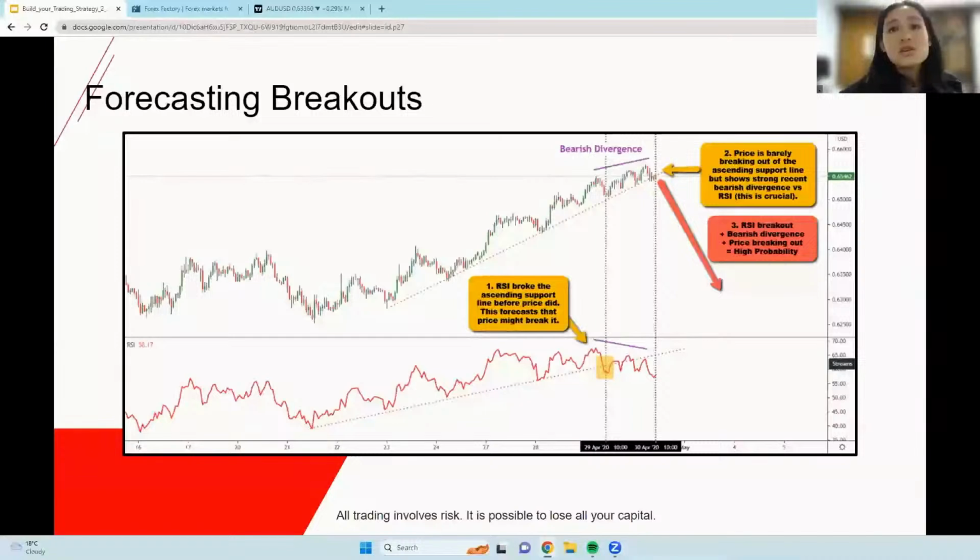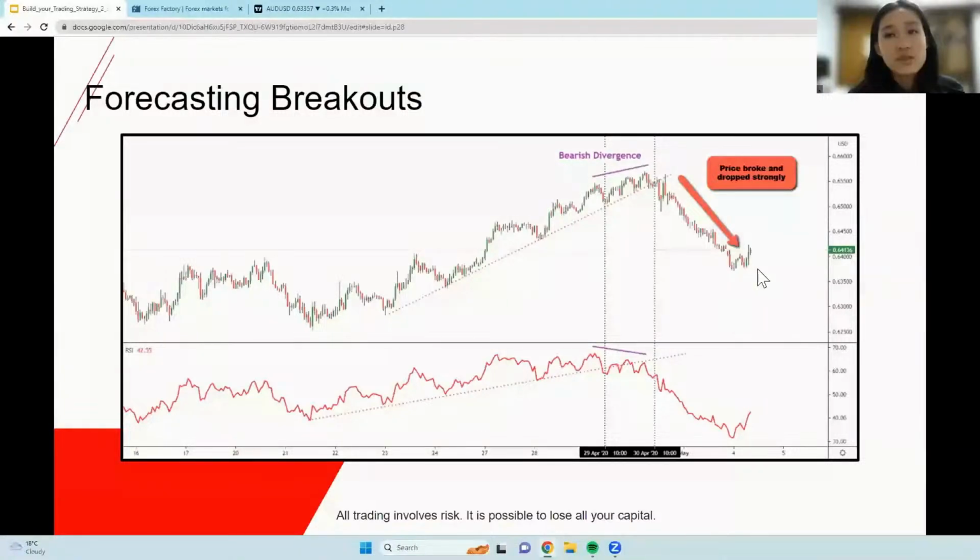Forecasting breakouts. So we have this ascending trend line on our price chart, but we also have this ascending trend line on our RSI. But at this point, at this first column, RSI broke out of the ascending support line before price did. So this forecast that price might actually break out of it after this level here, which is exactly what happened here. Price broke. This is basically a predictor that price is likely to break out of this ascending trend line.